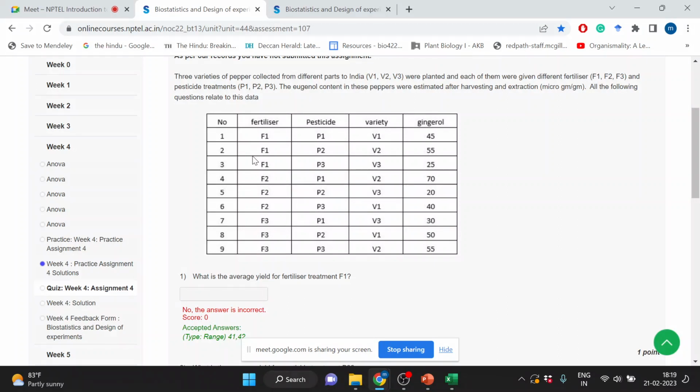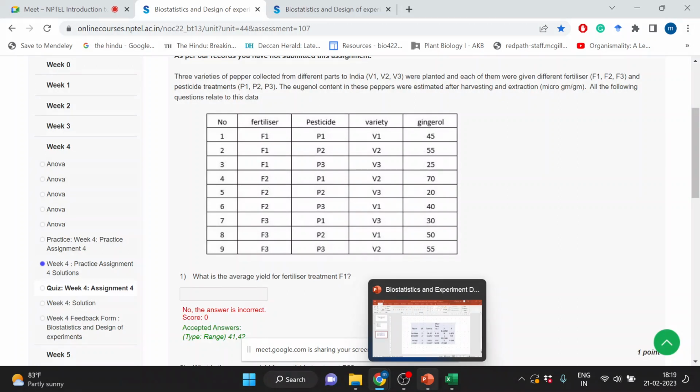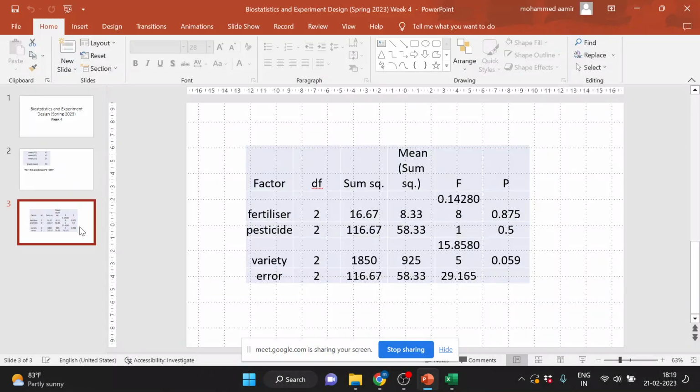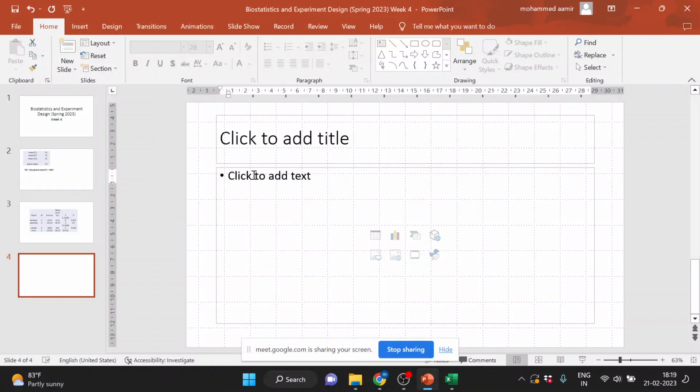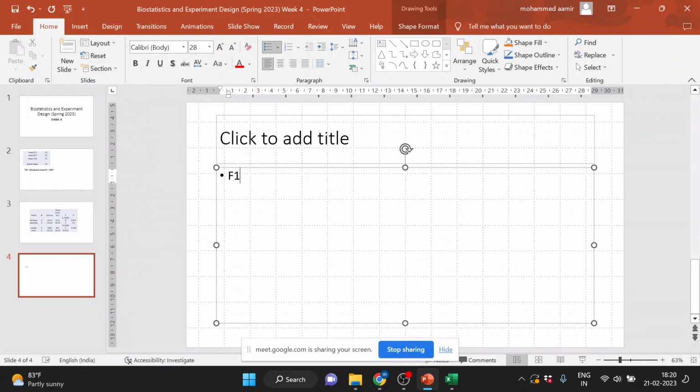If I just write it, it's this. I'll just write it for you on your new slide. For F1, it's 3 into mean of F1 minus grand mean, this power 2. This is how I would calculate it.